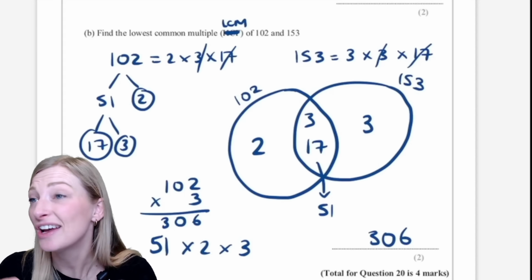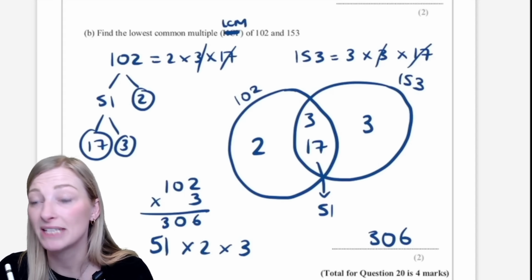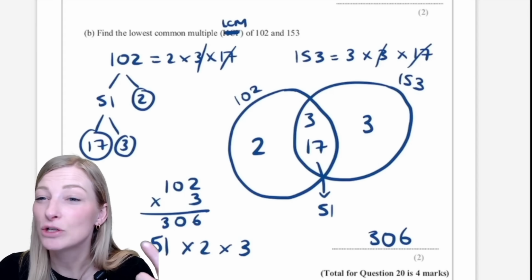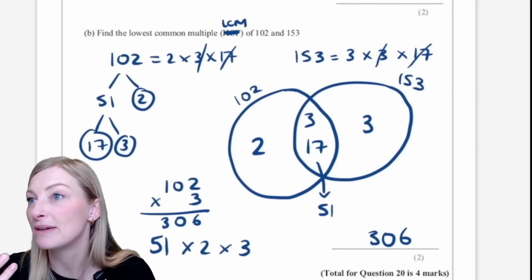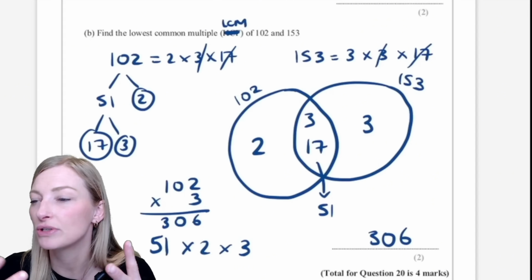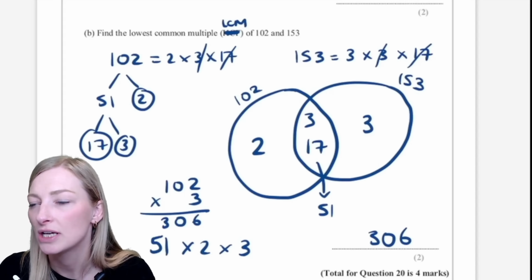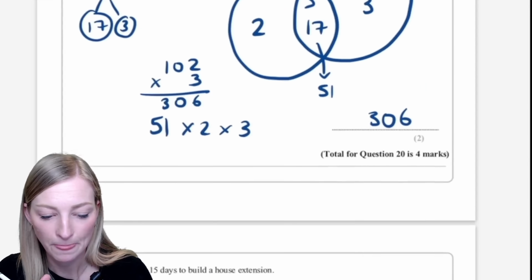Now, you may have just written out the 102 times table and written out the 153 times table. That absolutely works as well. So if you did it that way, make sure you've got 3 multiples of each before you write your answer on the answer line. That would be a really good idea, or until you get obviously to 1 of each and you get your answer of 306.